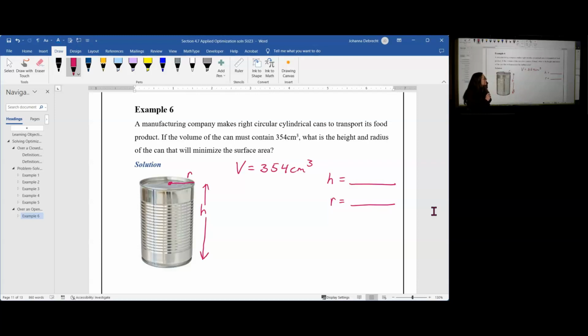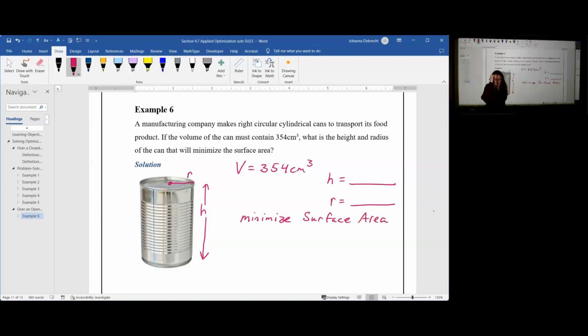That will minimize the surface area. This time we're looking for a relative minimum. We want to minimize surface area. I don't actually have any equations yet, so let's see if we can find some.